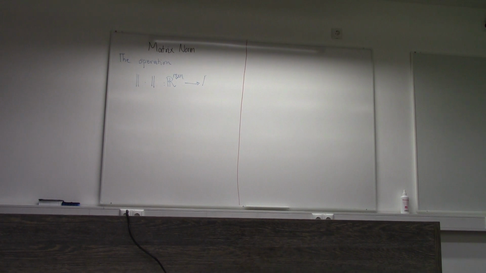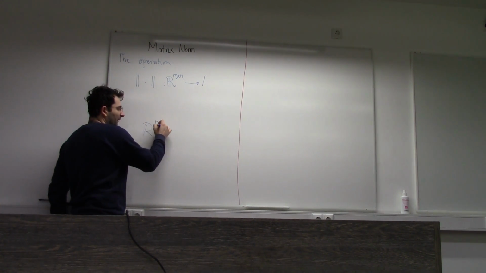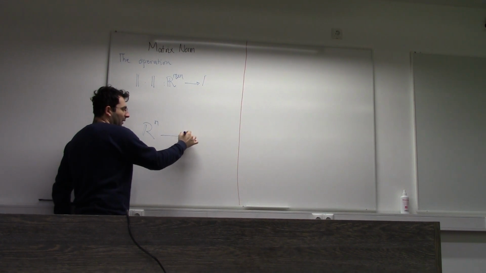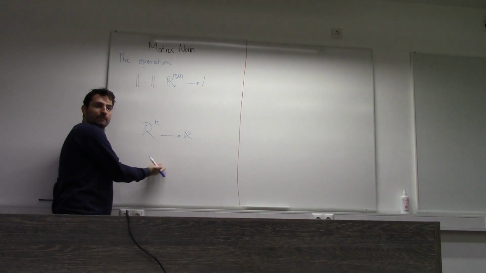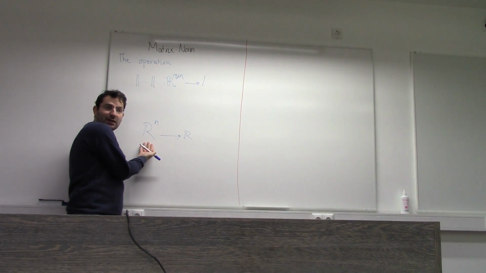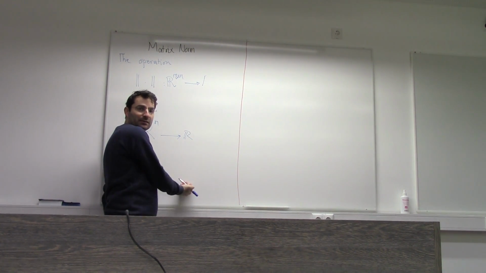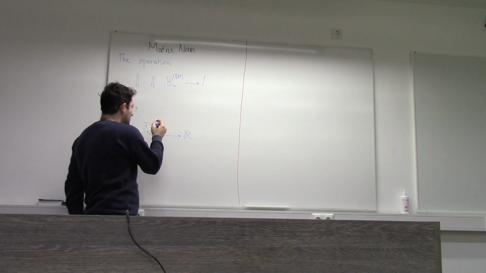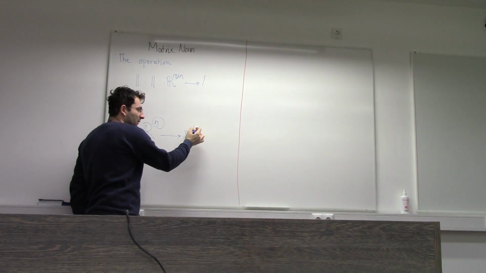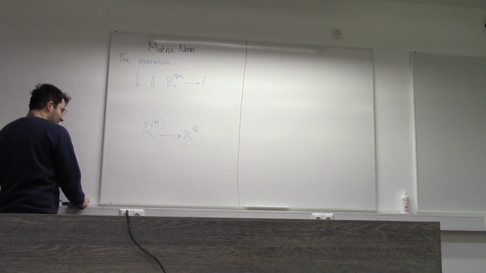What do you think? Do you understand what this is? For the vector norm we had a map from R^n to R. What does this mean? The domain is a column vector with the size n, and the codomain is a scalar. This is the dimensionality n, this is the dimensionality 1. It means that you give a vector and you get a scalar.